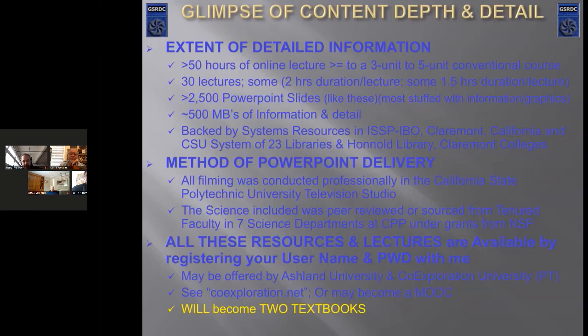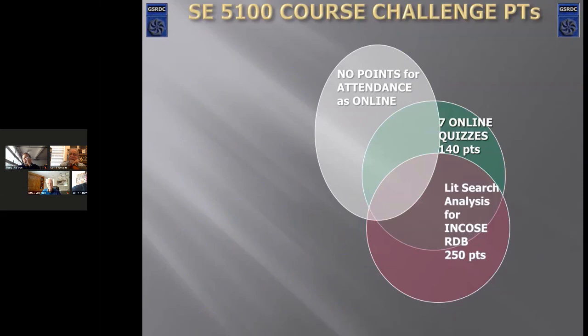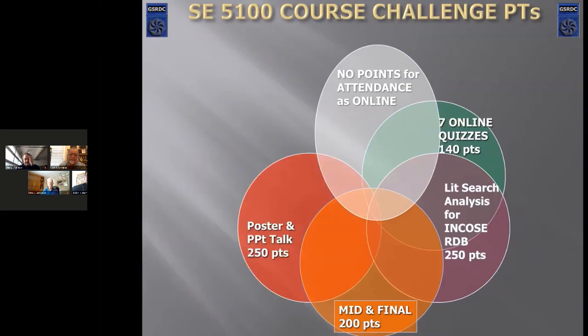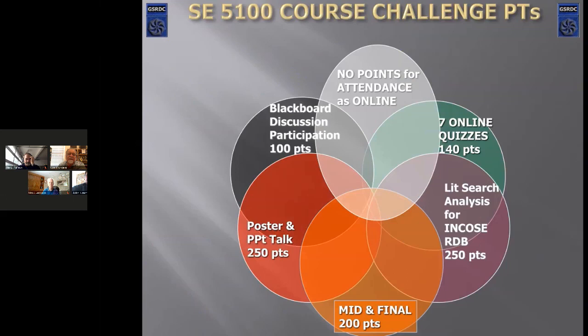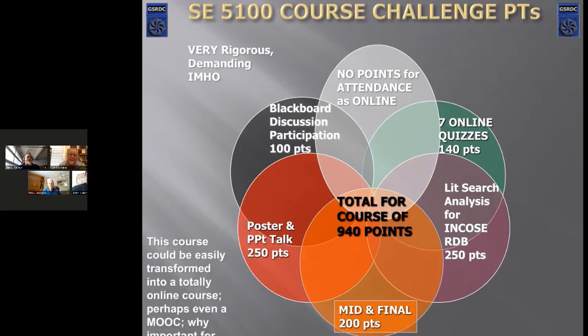It will become 2 textbooks, which I hope will be accepted by Mobus's Springer series. This is a tough course. There are no points for attendance, but there are 7 online quizzes for 140 points. They have to do a literature search analysis, and this will enter the INCOSE relational database, for 250 points. They have midterms and finals of 200 points. They have to do a poster and culminating PowerPoint talk for 250 points at the end of the course, and they have Blackboard discussion points. Altogether, there's 940 points of challenge for this course. So it's very rigorous and demanding, in my humble opinion.